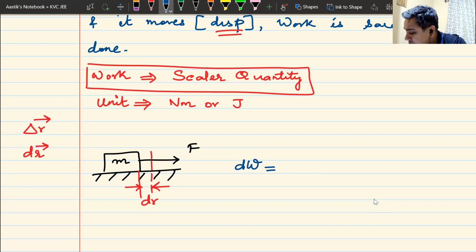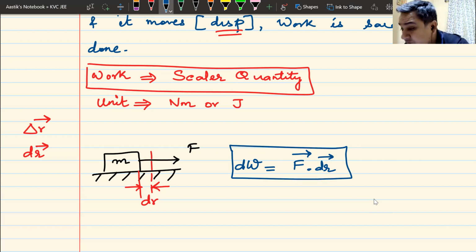So this dW is defined in this way. It is F vector dot dr vector. This is the small amount of work done when the force F displaces the body by a small displacement dr. So what is the total work done? To find the total work done, I am going to integrate on both sides. So the integral of dW will be equal to the integral of F dot dr.